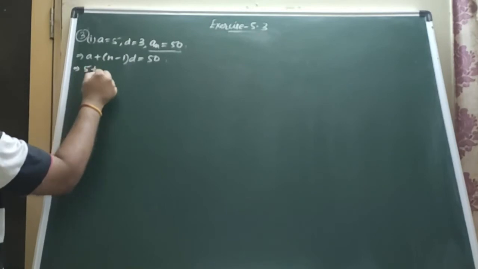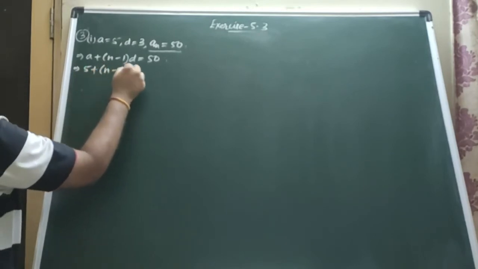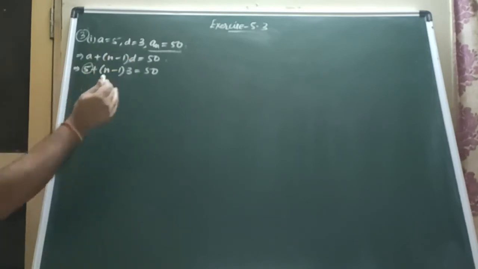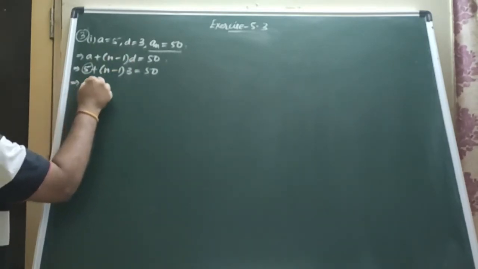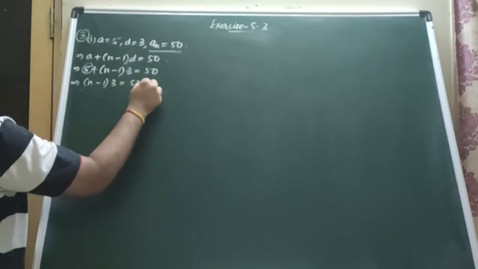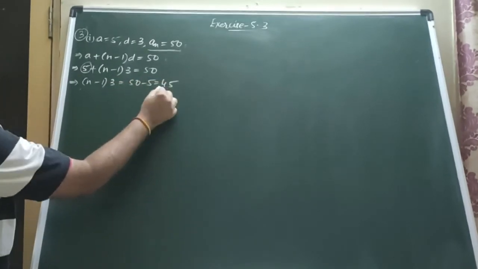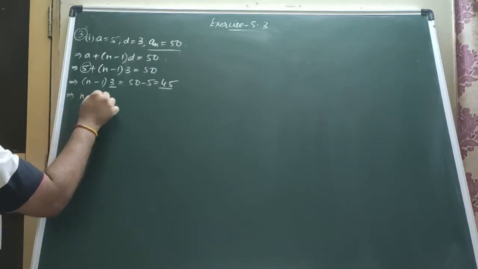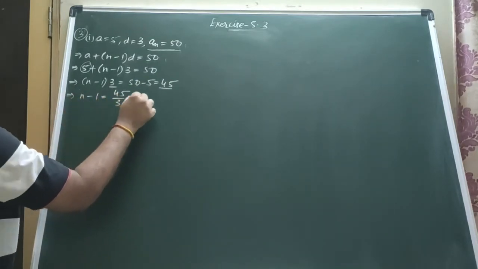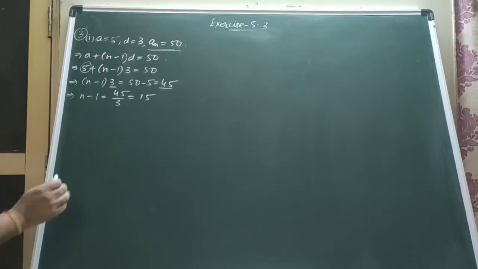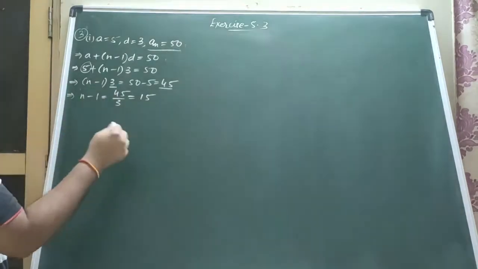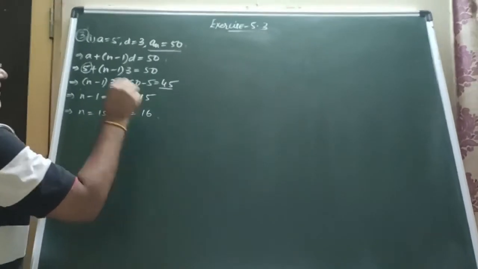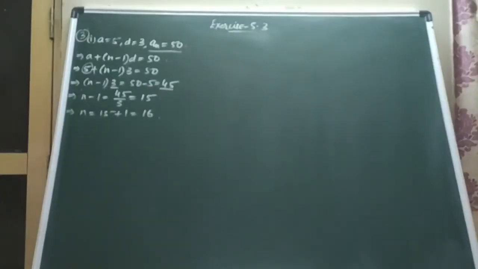So a is 5, (n minus 1) into d, that is 3, is equal to 50. We will shift 5 to that side, so 50 minus 5 becomes 45. Now 45 we have to divide by 3. Dividing by 3, what will we get? 15. Now shift minus 1 to that side, so it will become plus 1. Okay, so we got the value of n.